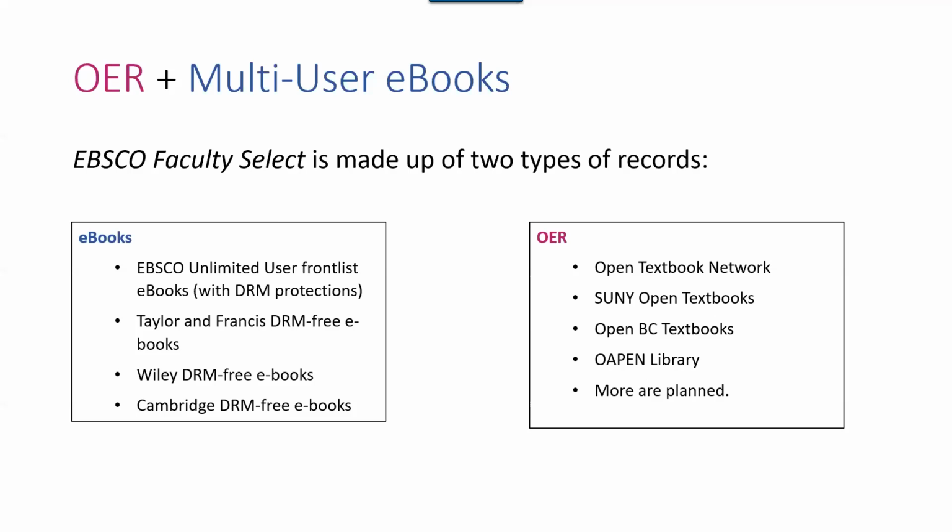And in the OER area, they're searching the Open Textbook Network, which we just looked at. The SUNY Open Textbooks, they're pretty awesome. Open BC from British Columbia Textbooks. Open, which is the European version of the Open Textbook Network. They do a lot of the open access, open source stuff from European publishers, and they're trying to get more. But right now, that's what we have.